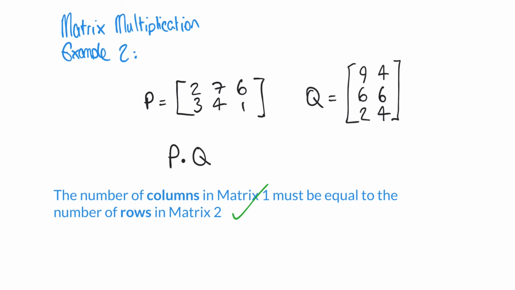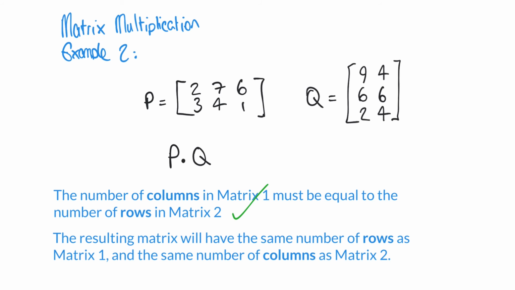The second rule to remember is that the result of matrix multiplication will have the same number of rows as the first matrix, and it will have the same number of columns as the second matrix. So in our example here, the first matrix has 2 rows and the second matrix has 2 columns. And so our result is going to be a 2 by 2 matrix, similar to the last example.